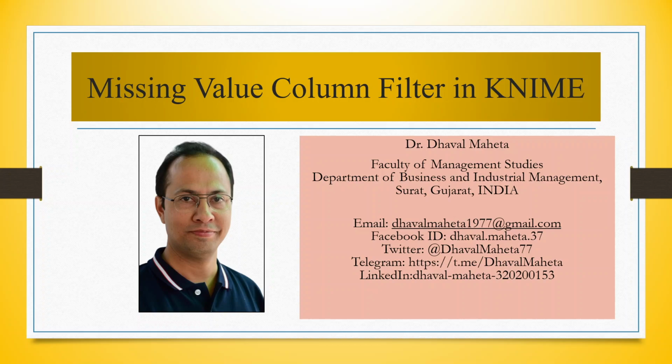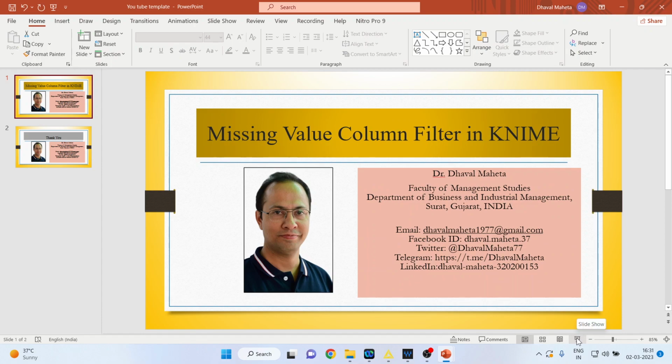And today we are going to discuss the missing value column filter in KNIME. It is quite likely possible that after data collection, any one of your variables may have many missing values and you want to remove them on the basis of some condition. Say, for example, we specify the threshold limit. That is, if the missing value is more than 95%, we will remove that variable. How can we do this?